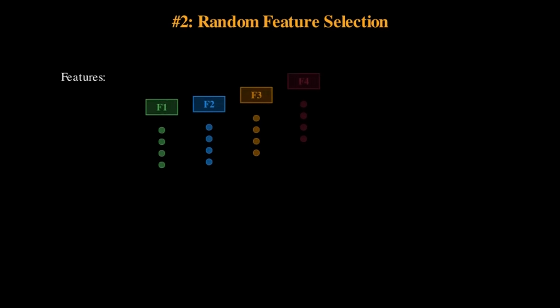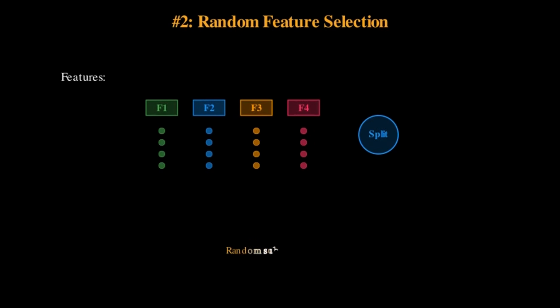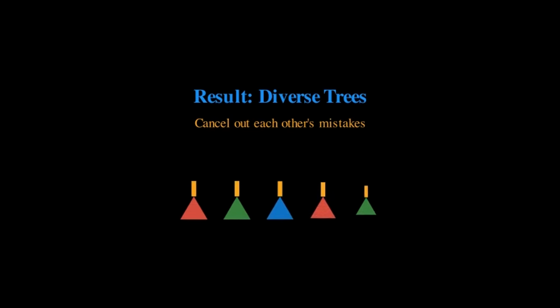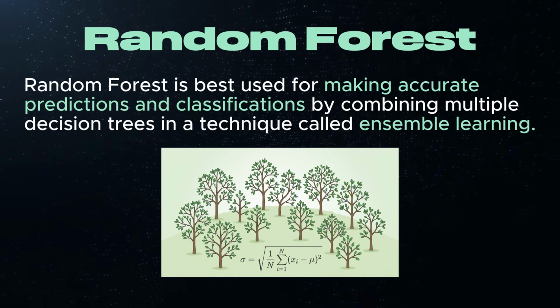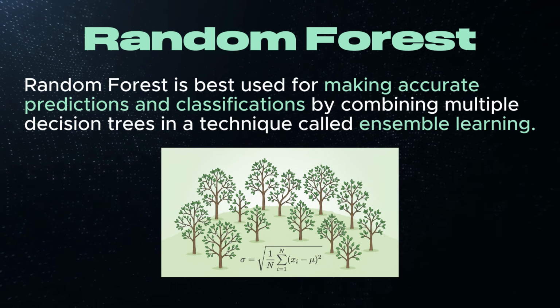Number two is random feature selection. At each split, instead of considering all features, each tree only considers a random subset of the features. This forces diversity across the trees, which helps cancel out the mistakes of the other decision trees. This approach of combining multiple models together is called ensemble learning, and it's what makes random forest so powerful.